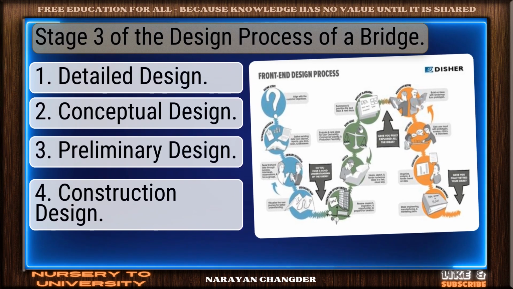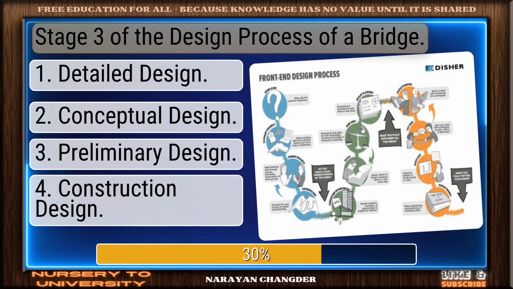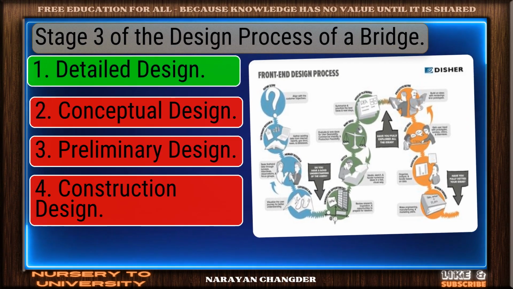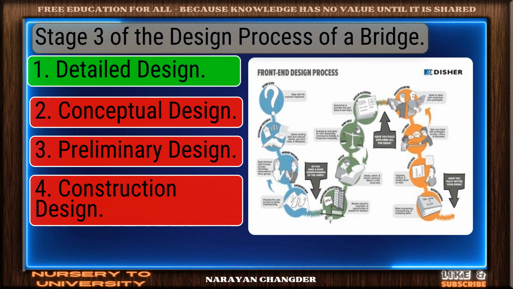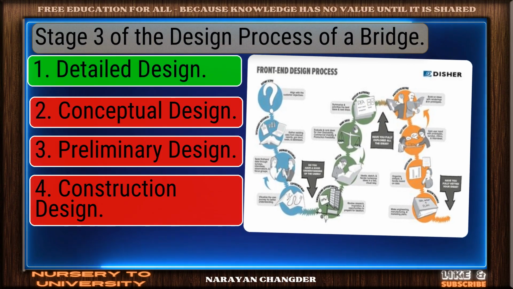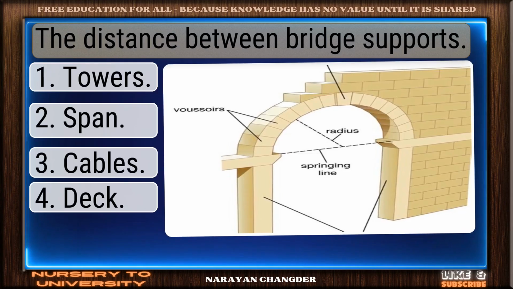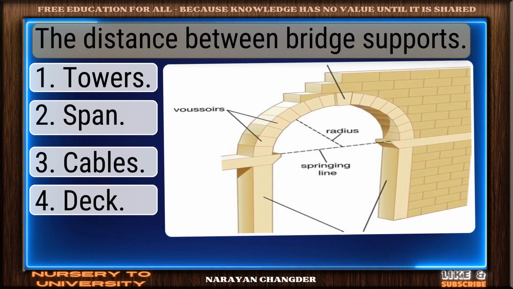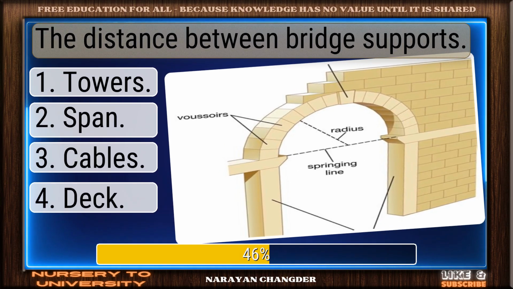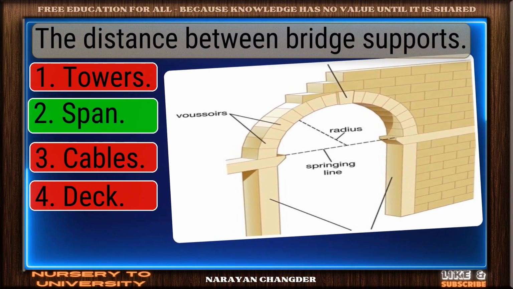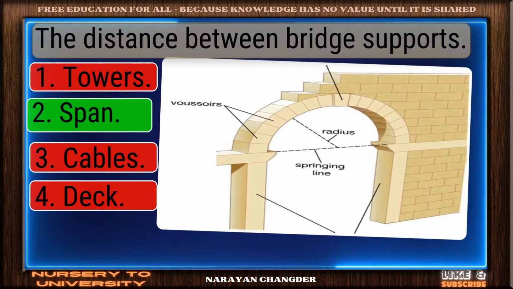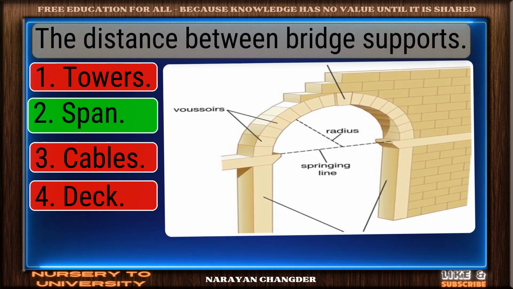Stage 3 of the design process of a bridge. Clear logic. Your choice detailed design is sound and 100% true. The distance between bridge supports. Correct response. Span is the most accurate answer.